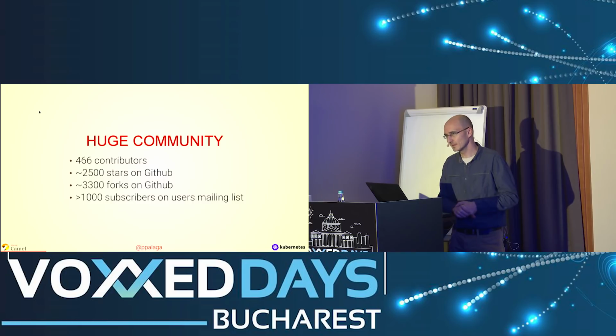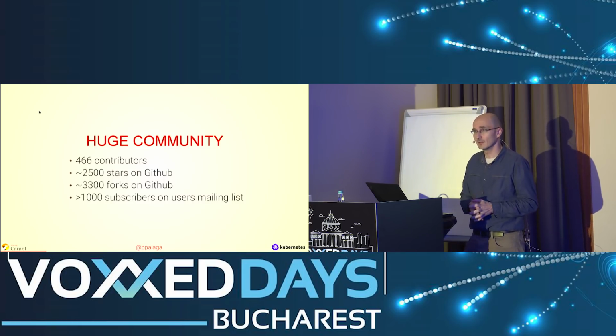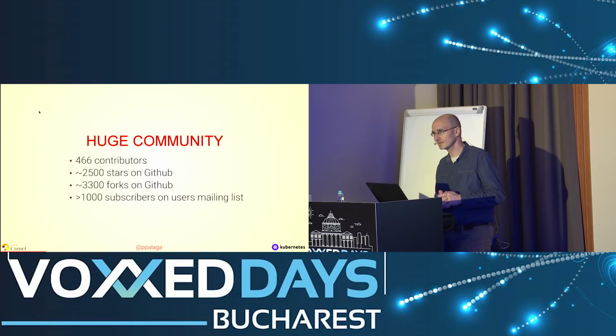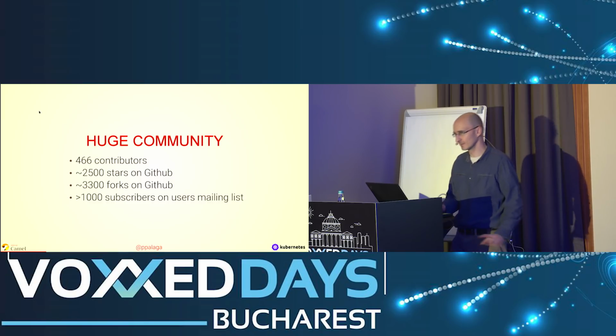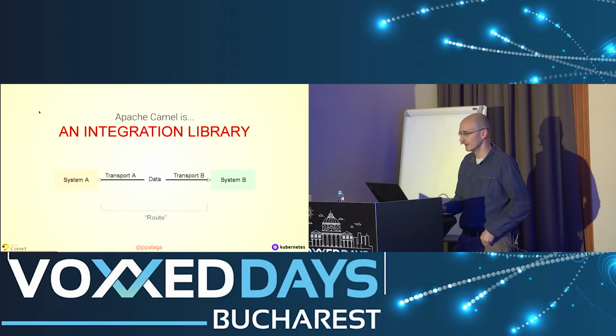In the whole history, there are 466 contributors. There are 2,500 stars on GitHub. There are 3,300 forks, and there are more than 1,000 subscribers of the users' mailing list. So even though the project is quite old, it's still very, very healthy.